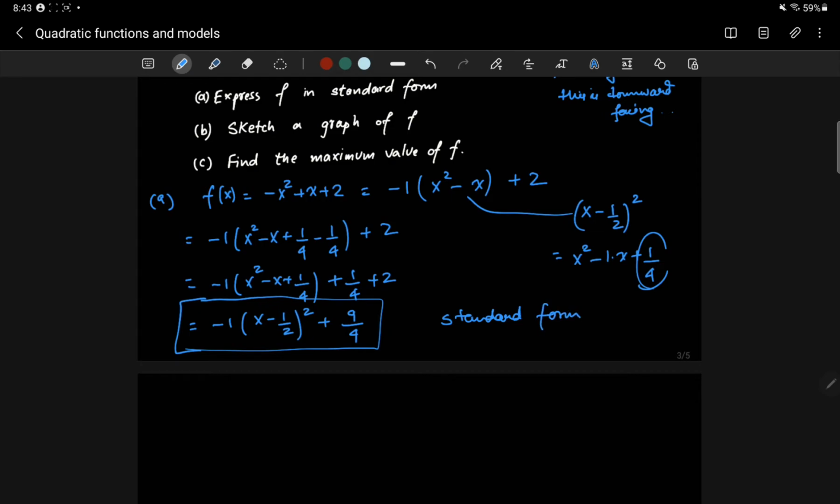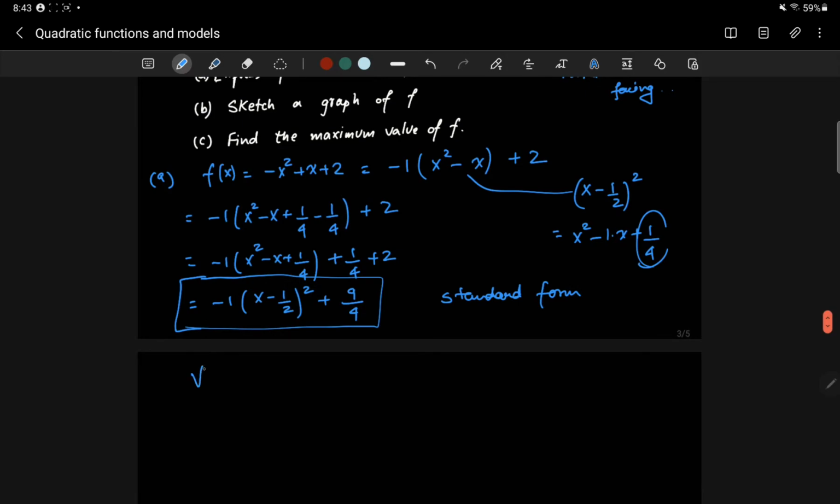Now, as soon as I put things in the standard form, it's very easy for me to sketch the graph, right? Because the vertex is immediately obvious. The vertex is 1/2 comma 9/4. Why? Because this entire thing is going to be max if this negative part is minimum. And this negative part, the minimum value it can take is 0 because it's a square. And that happens at exactly x equals 1/2. And when that happens, f of x equals 9/4.